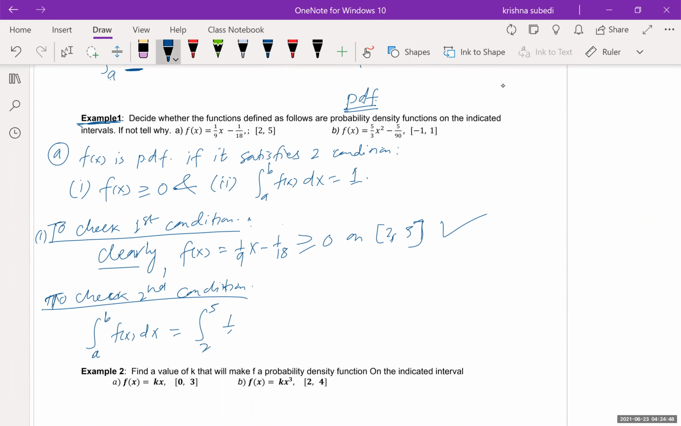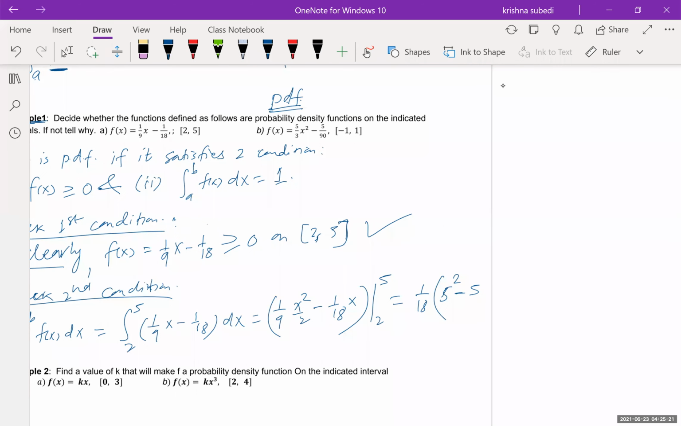The function is 1 over 9x minus 1 over 18 dx, which gives me 1 over 9 times x squared over 2 minus 1 over 18x, the antiderivative, evaluated from 2 to 5, which is 1 over 18. I can take that common, so the remaining is x squared minus x: 5 squared minus 5 minus 2 squared minus 2.